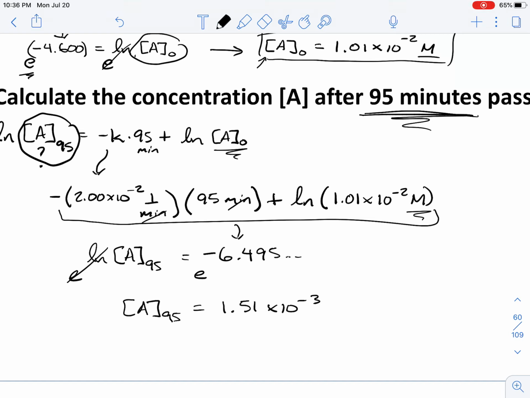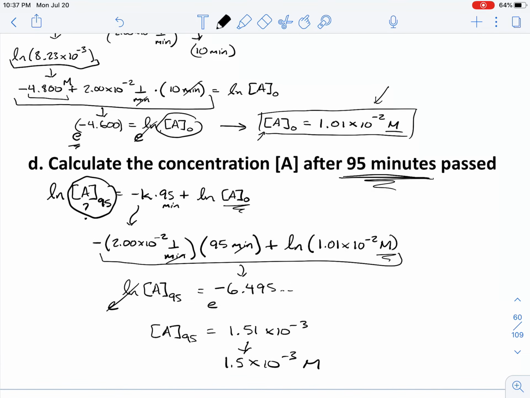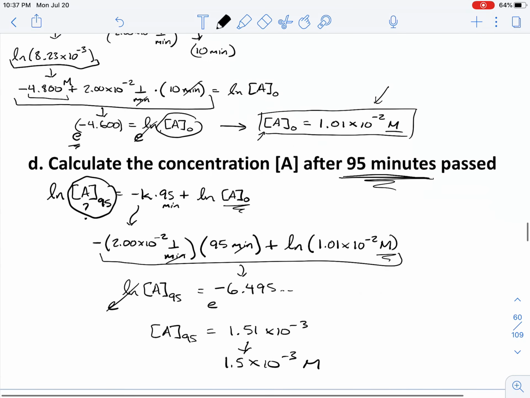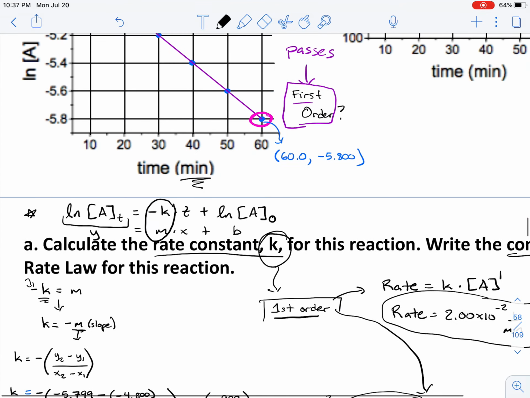And so, let's see here. For sig figs, I'm just going to go ahead and round this to 1.5 times 10 to the negative 3 molar. All right. So hopefully you guys have followed my train of thought, my logic, and hopefully this demonstrates how you can apply some concepts of integrated rate laws into a problem type setting.